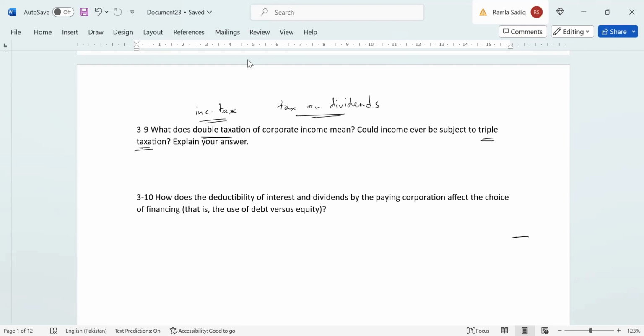Now, in 3-10, it says, how does the deductibility of interest and dividends by the paying corporation affect the choice of financing? That is the use of debt versus equity. Now, because interest paid is tax deductible, but dividend payments are not. How do we know this?